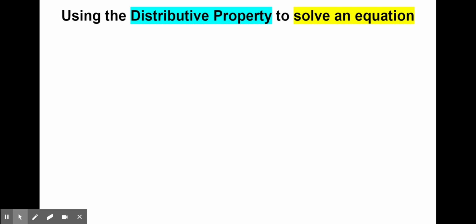Now let's go over how we can use the distributive property in solving an equation. Here's our equation. We have -5 times, in parentheses, 7 minus 4a equal to 25. Remember, distributive property means we're taking our outside term, that -5, and we're going to multiply it with our inside terms inside the parentheses. So we'll take our -5 and give it out to that 7 and that minus 4a.